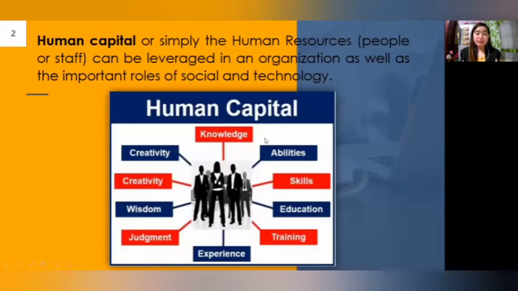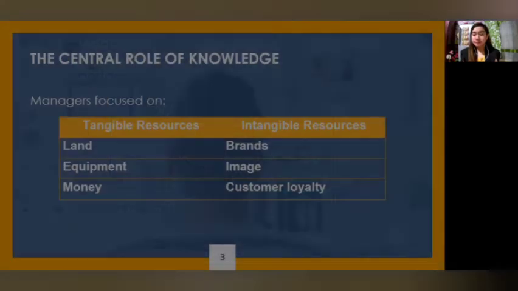So we have human capital. Human capital is the firm's intellectual asset. The firm's people or staff showcase their knowledge, abilities, skills, education, or simply what they've learned from school, trainings, experience, judgment, wisdom, and creativity for them to be able to work effectively. So there, human capital as the firm's intellectual assets.